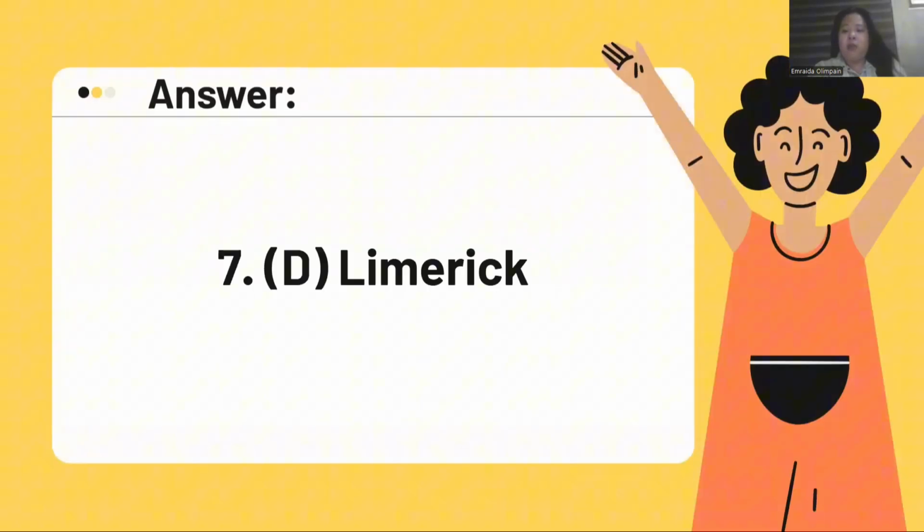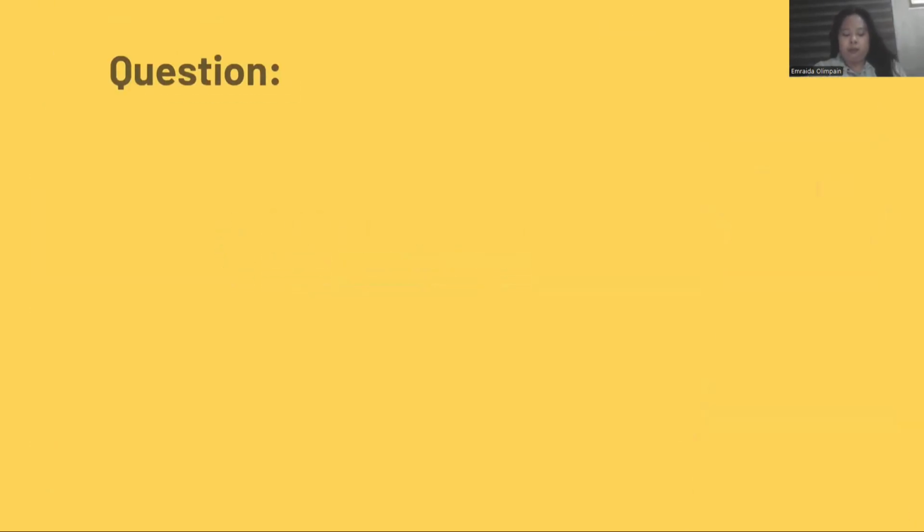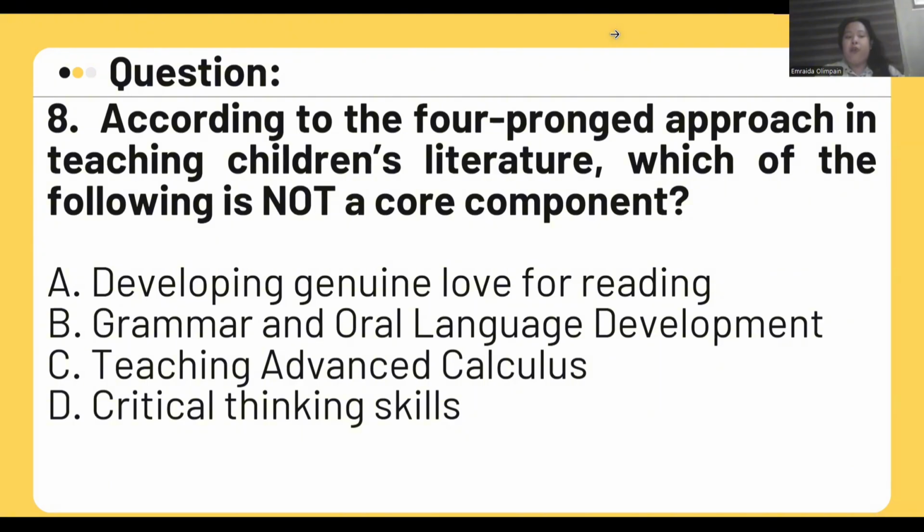Okay, so let's proceed with number 8. In the four-prong approach in teaching children's literature, which of the following is not a core component? A. Developing genuine love for reading. B. Grammar and oral language development. C. Teaching advanced calculus. Letter D.